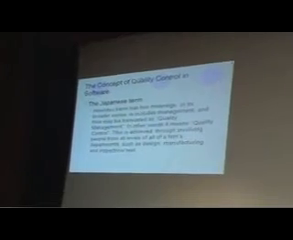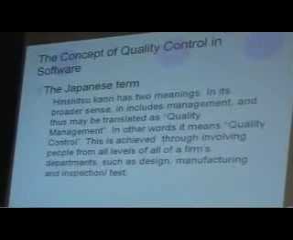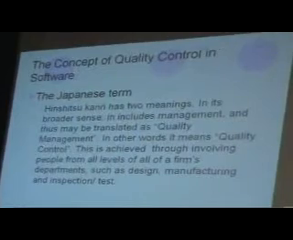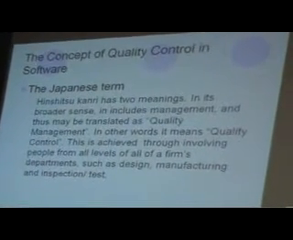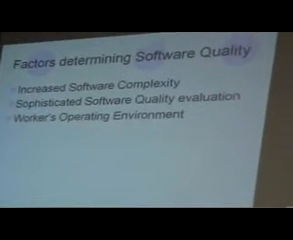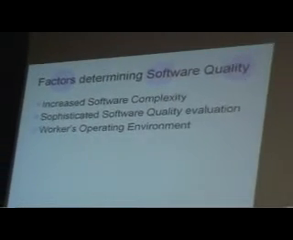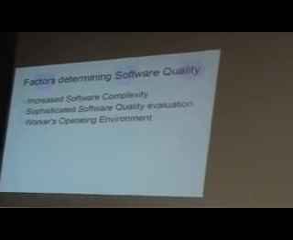The Japanese term for quality in software has two meanings. In the broader sense, it includes management and thus may be translated as quality management. In other words, it means quality control. This is achieved through involving people from all levels to perform departments such as design, manufacturing and inspection test. Factors determining software quality: increased software complexity, sophisticated software quality evaluation, and of course the workers' operating environment.